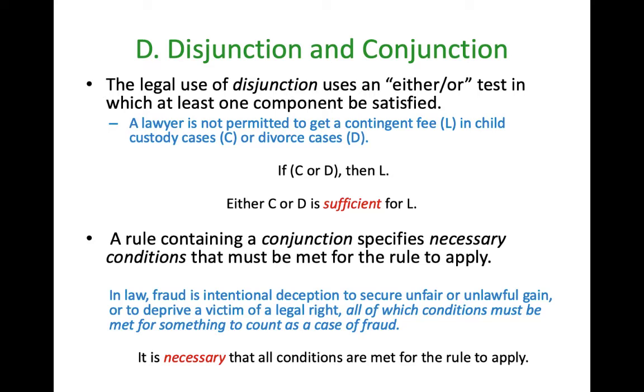A rule containing a conjunction specifies necessary conditions that must be met for the rule to apply. Example, in law, fraud is intentional deception to secure unfair or unlawful gain, or to deprive a victim of a legal right, all of which conditions must be met for something to count as a case of fraud. In other words, it's necessary that all conditions are met for the rule to apply, the rule about what constitutes fraud.